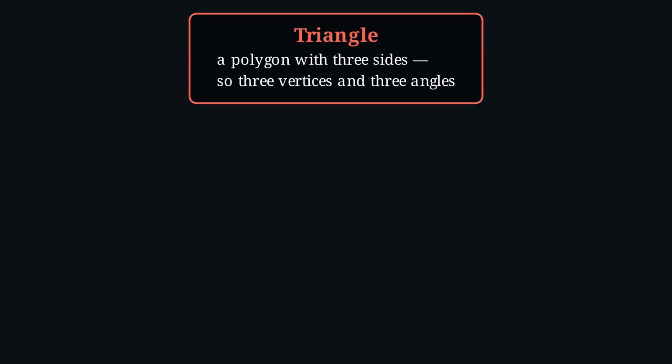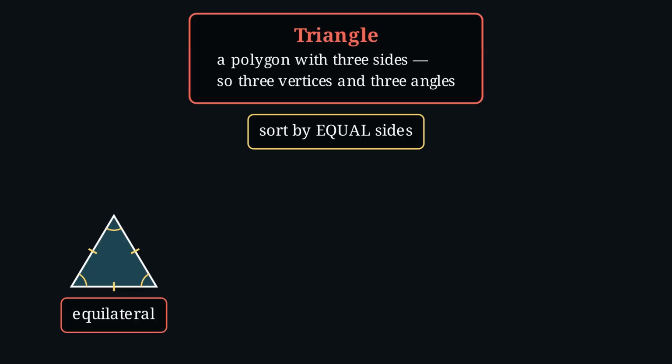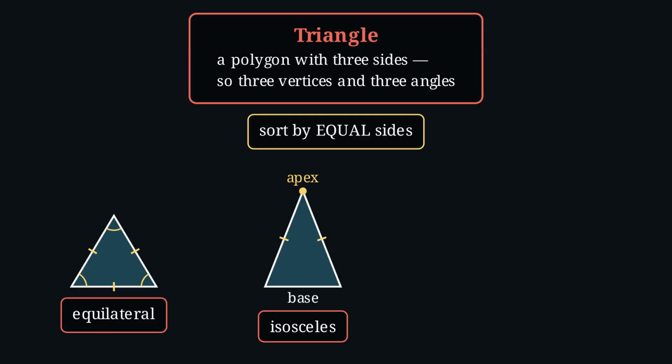First, meet the family. A triangle is a polygon with three sides, so three vertices and three angles come along for free. We sort triangles by their equal sides. Watch the tick marks. All three sides equal, and all three angles too. Equilateral. Two sides equal, isosceles. In this one, the two equal sides meet up here, the apex, and the third side below is the base.